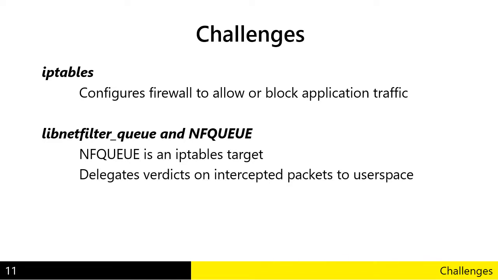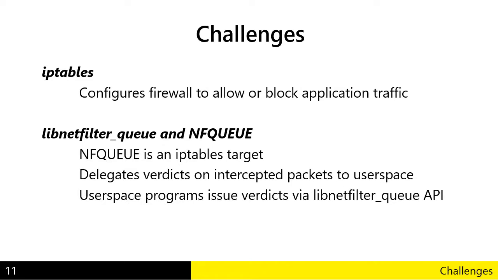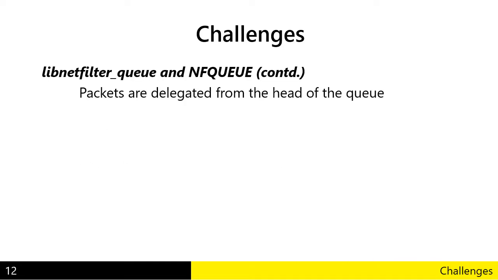Whenever a packet is sent into this queue, the verdict for this packet is delegated to the user space. The user space program issues verdicts using the API provided by the libnetfilter_queue library. Note that the user space program is only aware of the head of the queue, which means that subsequent packets will not be sent to the user space until the previous packet has been issued a verdict.